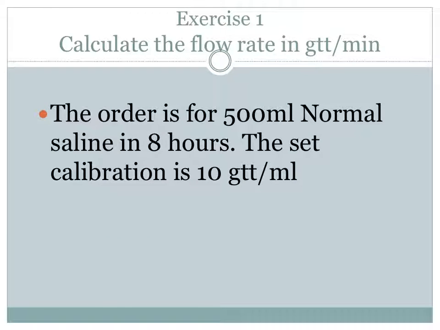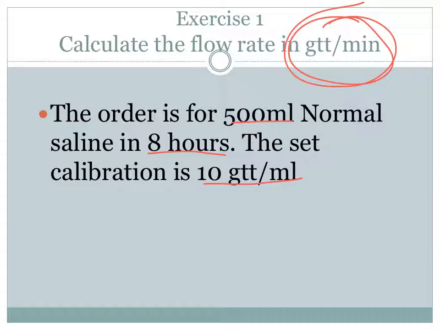Let's take some time to practice a few exercises. The first exercise is calculating the flow rate in drops per minute. The order is for 500 milliliters of normal saline in 8 hours. The set calibration is 10 drops per mil. With this information, take the time now and pause this recording so that you can calculate out the drops per minute.